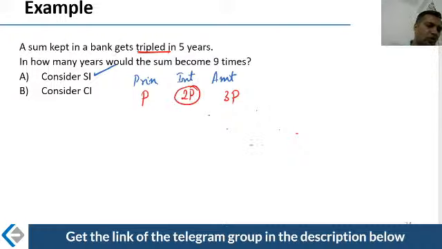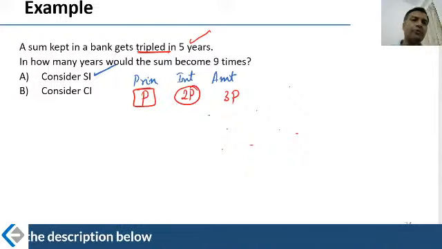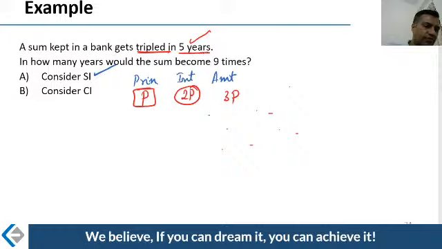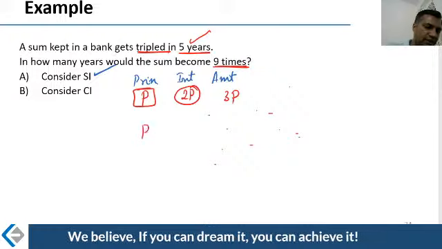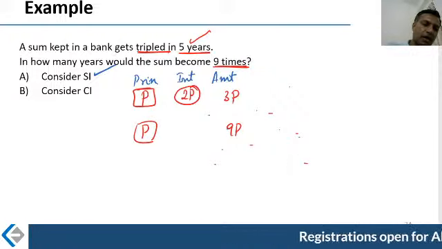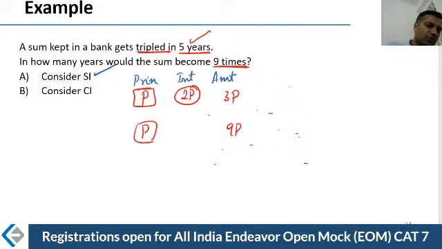To earn 2P, how many years did it take? 5 years, because the amount is 3P, in which P is your principal only, and the earnings are 2P. Now the amount should become 9 times, so it should become 9P. Therefore, the interest should be 8P. P plus 8P.